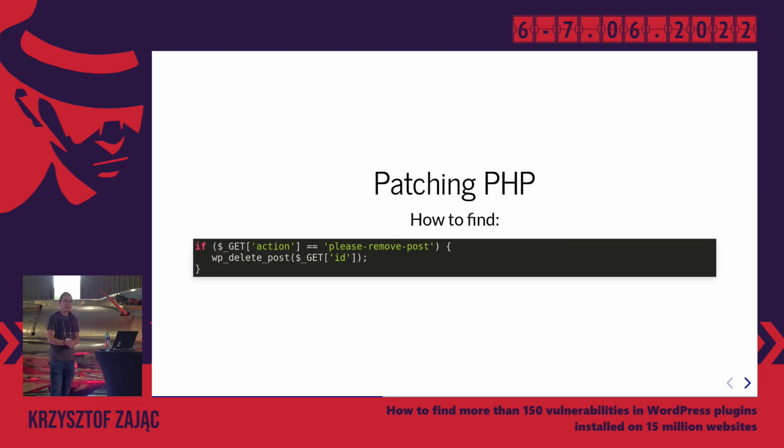During this project, I had to patch PHP a little bit. Because there were plugins which, for example, did checks like on the slide: if the action parameter is set to please remove this particular post, then a post gets deleted. And how did I find these vulnerabilities? It was not practical just to provide all possible strings found in the plugin source into the payloads list, because the list of payloads would be very long, and it would be just not practical.